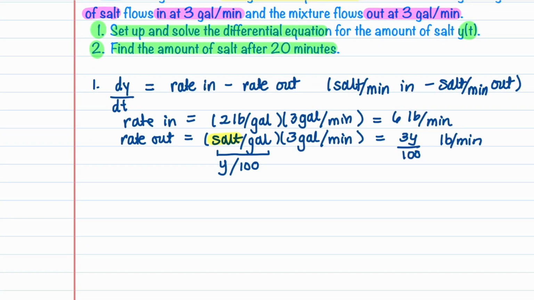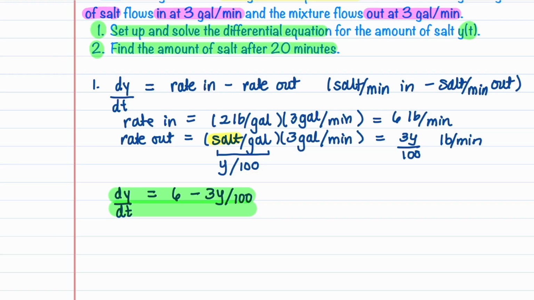Let's now put this into our equation. We have dy dt is equal to our rate in, which we found was equal to 6, minus our rate out, which was 3y divided by 100. Let's highlight this because that is our differential equation, and we need to add a condition to that.